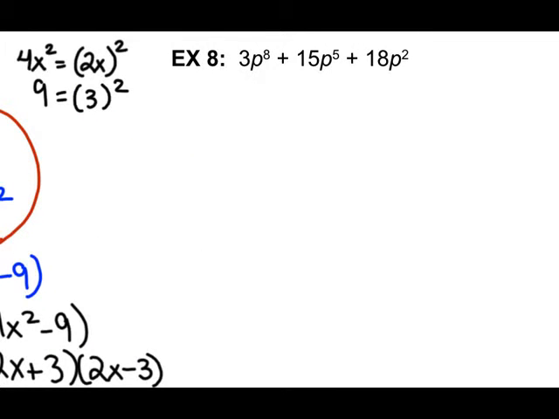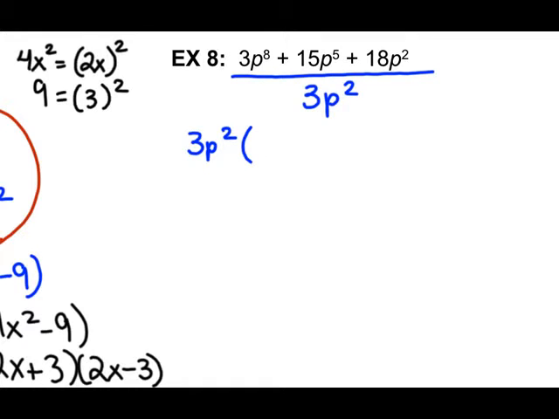The second example on this page that we're going to do, and this is actually the last example, is kind of still that same idea of U-substitution. First, before we start, we look at our flow chart and we see what they all have in common. Well, 3, 15, and 18 are all divisible by 3. And they all have at least a p squared. So I'm going to take a 3p squared out. So 3p squared.